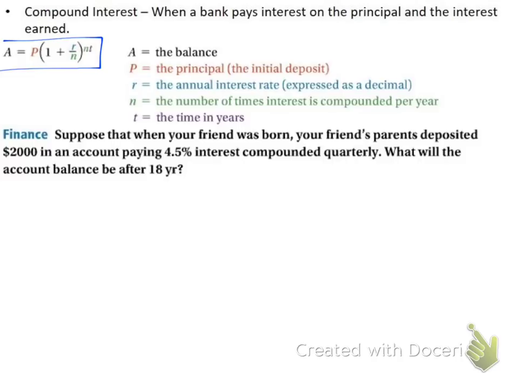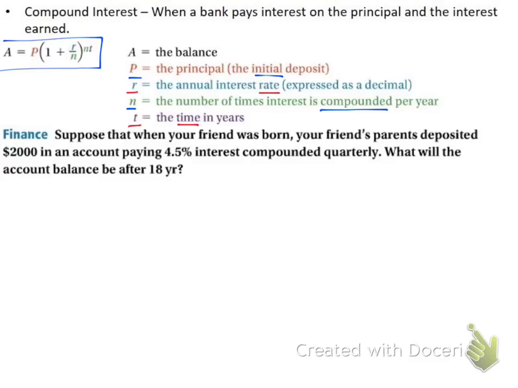So P is going to be my initial amount. R is going to be my percent. N is going to be the number of times it's compounded. And then T is going to be the time in years.